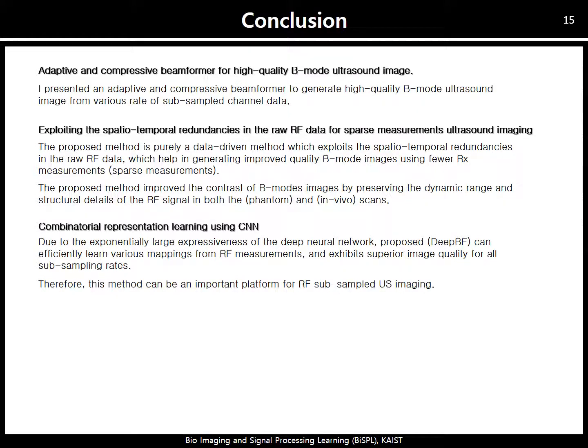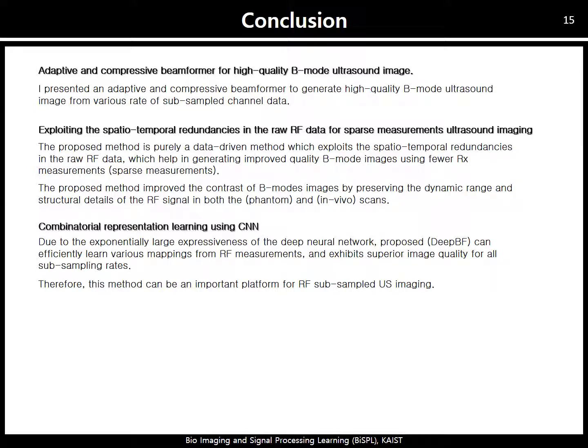The conclusion of this study is as follows. A single universal deep learning based beamformer can generate high quality B-mode images. The proposed method is purely a data driven method which exploits the spatiotemporal redundancy in the raw RF data, which helps in generating improved quality B-mode images using fewer receiver measurements. The proposed method improves the contrast of the B-mode images by preserving the dynamic range and the structural detail of the RF signal in both the phantom and in vivo scans.